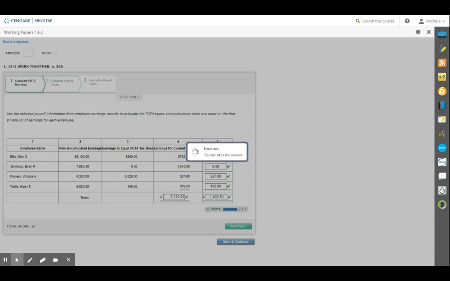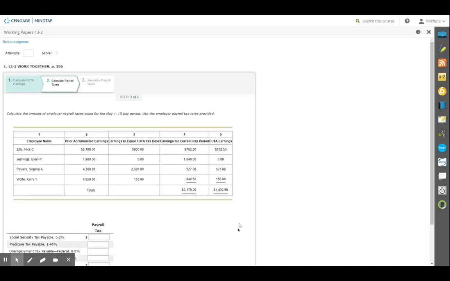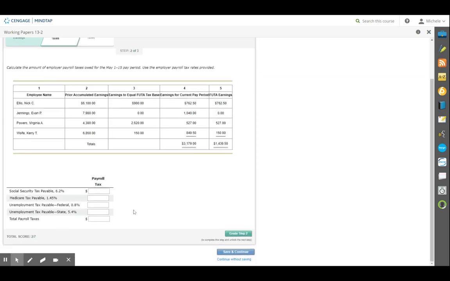For step 2, we're going to be calculating those payroll taxes. So we're going to be using these numbers that we filled in to figure out how much payroll tax we're going to have to pay. So Social Security tax payable is 6.2%. I'm going to multiply 6.2% by the total earnings for my employees for that pay period. Where am I going to get that number? Right here in the chart on column 4 where it was earnings for the current pay period.